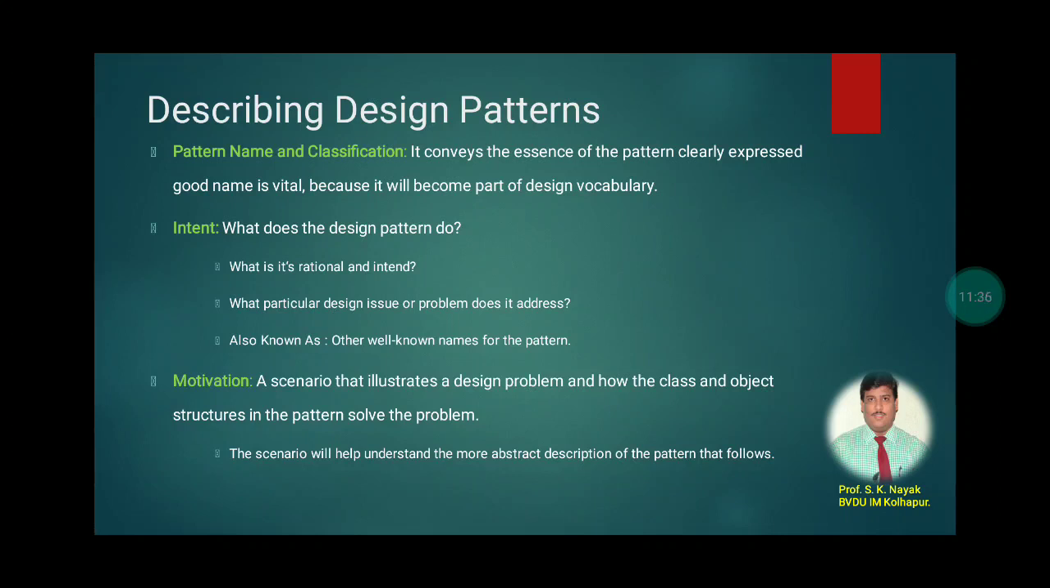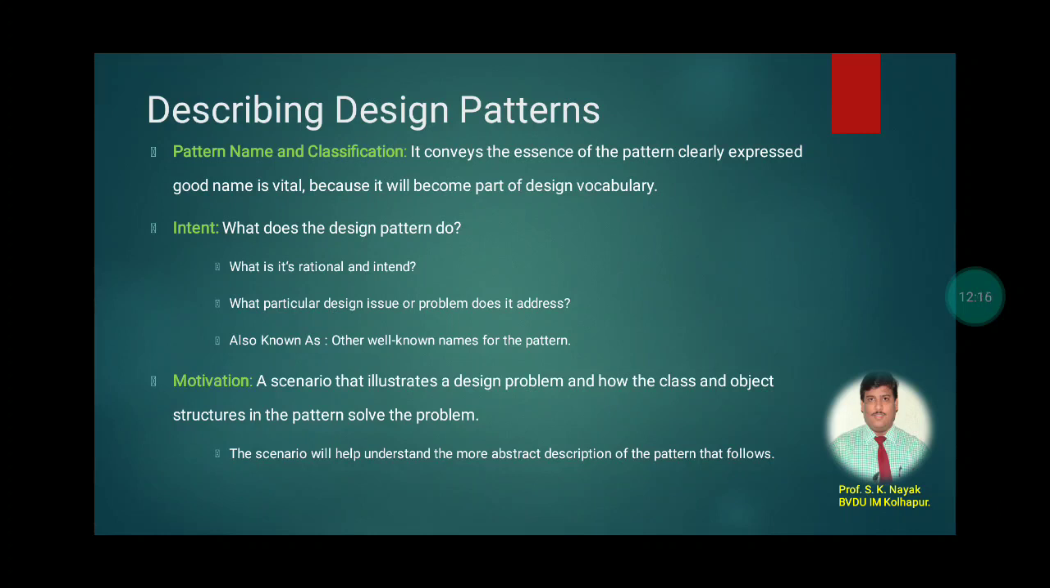How can it be correlated? How can it relate to consequence problems? So it has its own intentions. We can relate to other consequences so that it can help to resolve the situations. Next, what particular design issue or problem does it address? That means intention also specifies the problem-solving capabilities, or what type of problems it can address, or it can indicate, or it can have a solution for.